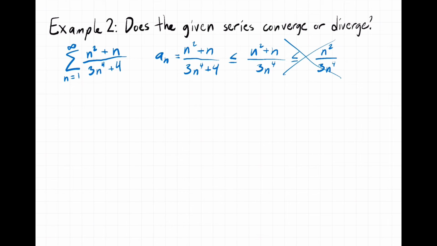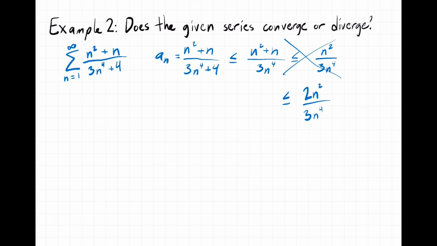Here's what I can do, however. I can throw in a coefficient on the top if I want to. It is true that this is less than or equal to 2n squared over 3n to the fourth. Why is that? Well, n is always going to be less than n squared as long as n is large, right? If n is very small, say less than 1, then n squared is less than n. But we're talking about values of n that are 1 or higher, so n is always less than n squared.